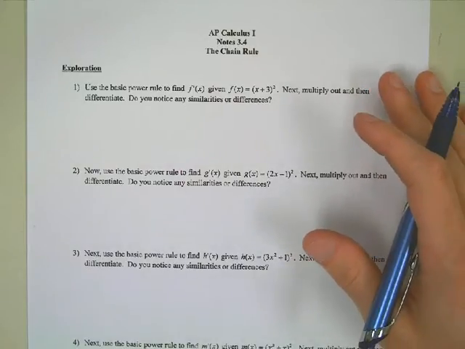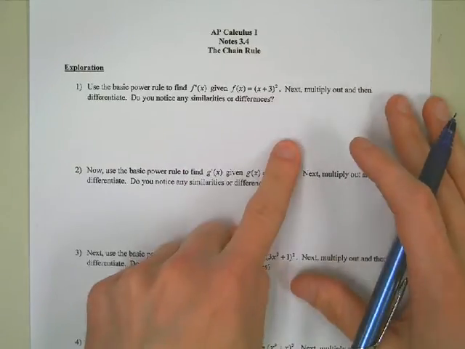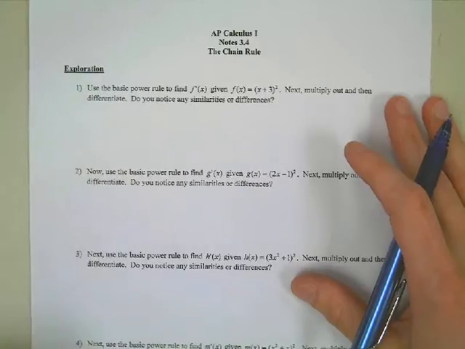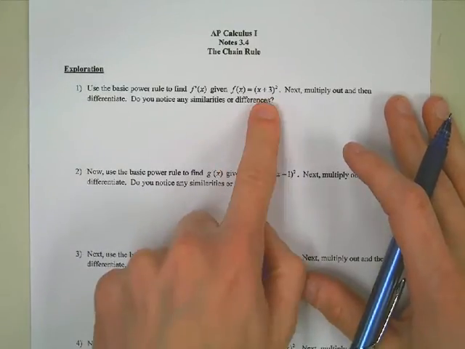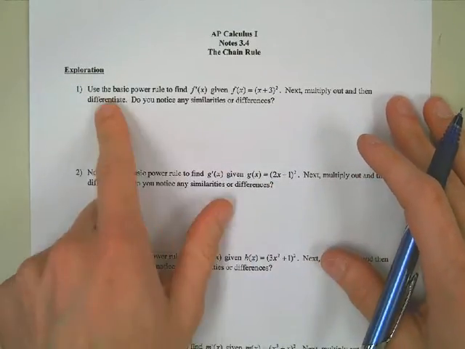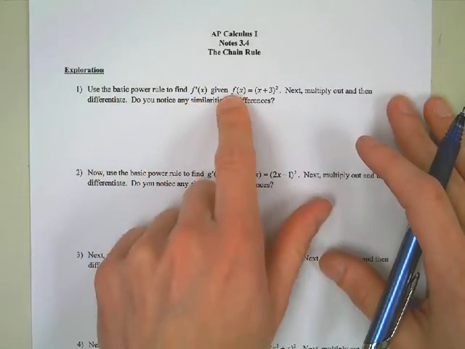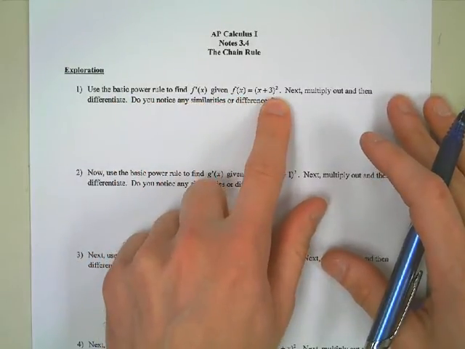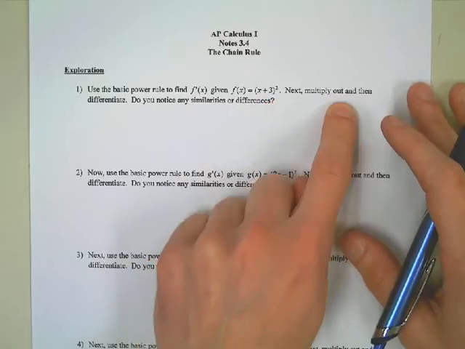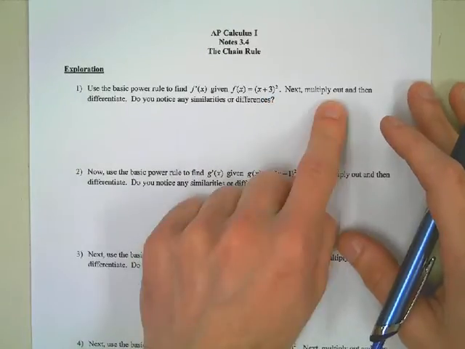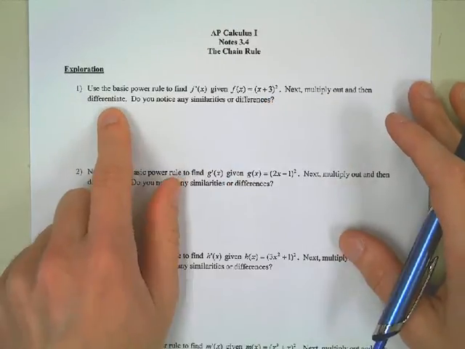All right, so looking at this first one, the directions are very similar for 1, 2, 3, and 4. All that really changes is the function that I'm giving you. So the first one says, use the basic power rule to find f prime of x given f of x equals (x plus 3) squared. Next, multiply out and then differentiate. Do you notice any similarities or differences? Actually, I might do the first 2 with you and then have you do the next 2.